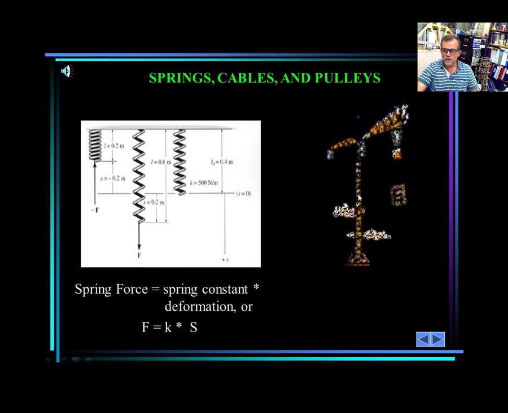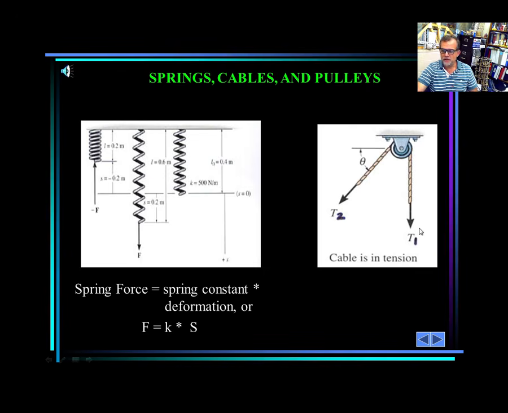The other thing is pulleys. Remember the important takeaway about pulleys: if you have a small or frictionless pulley, this tension and this tension are the same.